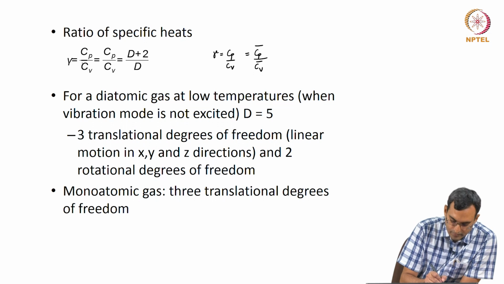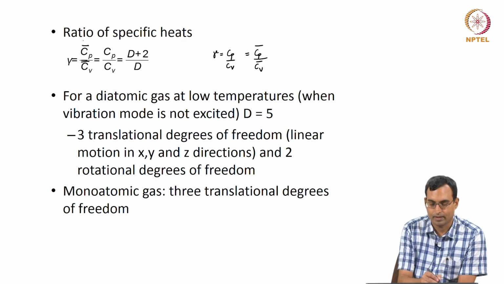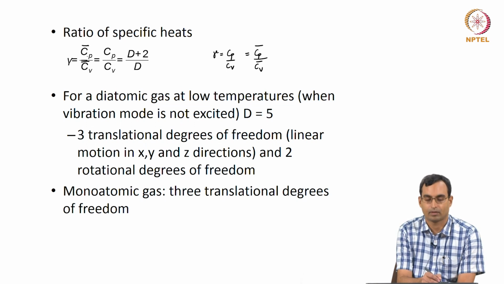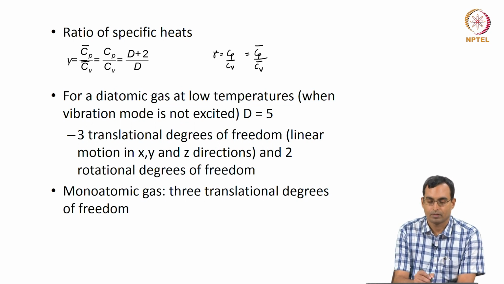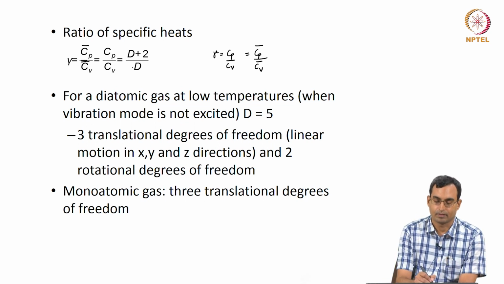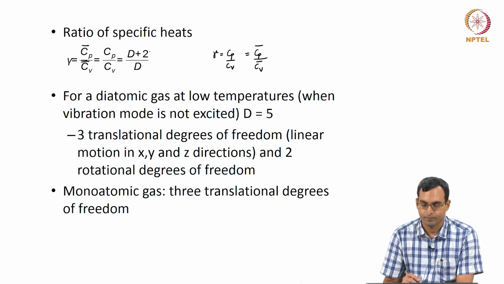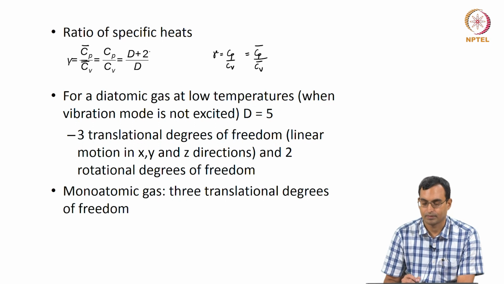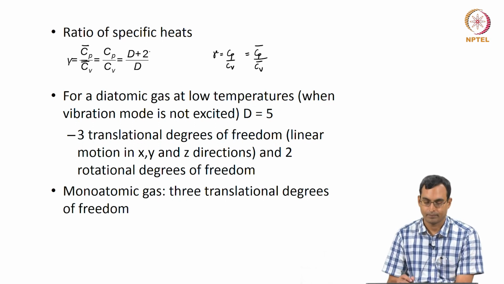There are some bars over here which are again missing. So, it is either the ratio of molar specific heats at constant pressure and constant volume, or specific heats on a mass basis at constant pressure and constant volume, which give us this expression, which is essentially (d plus 2) divided by 2. So, this is how we find the ratio of specific heats of an ideal gas.